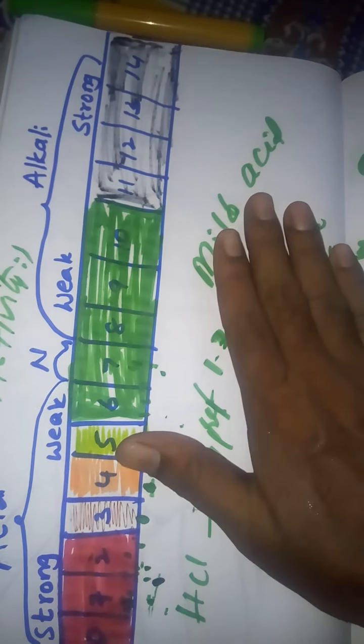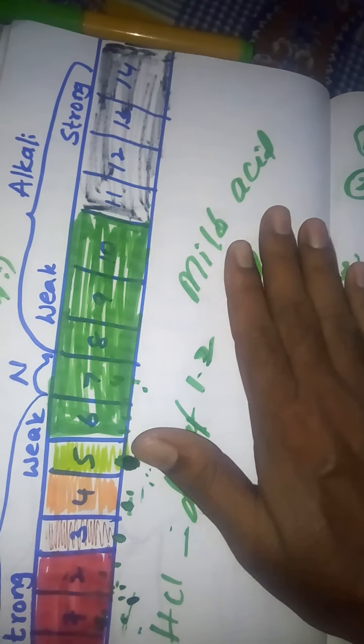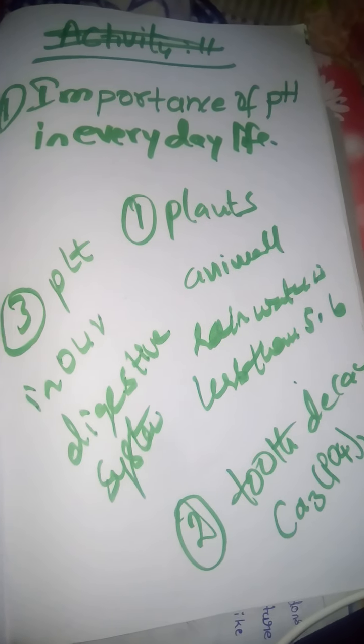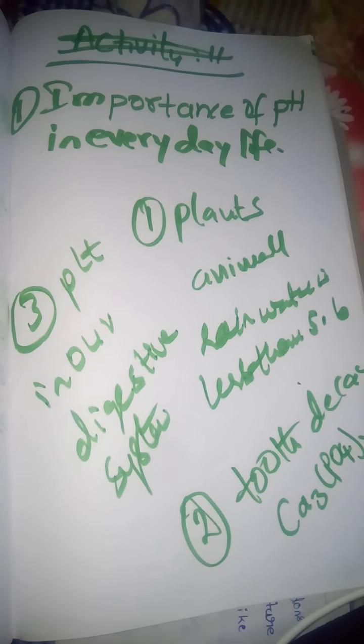This is, children, the pH scale of the values of the different universal indicators. Next, coming to the importance of pH in everyday life.